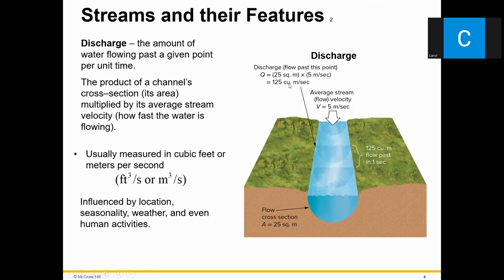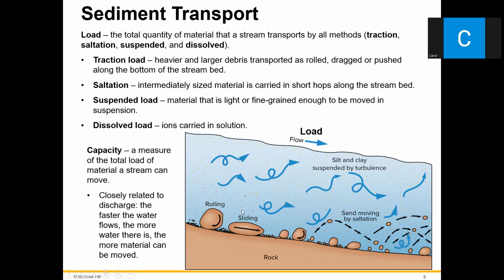So in this example here, you have 25 square meters of cross-sectional area times 5 meters per second, which gives you a discharge of 125 cubic meters per second. Load, I've mentioned this before, but here's a definition. So load is the sediments that the river is transporting downstream.